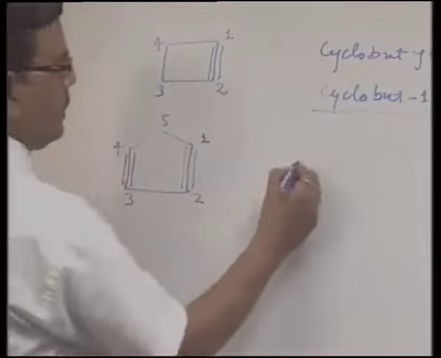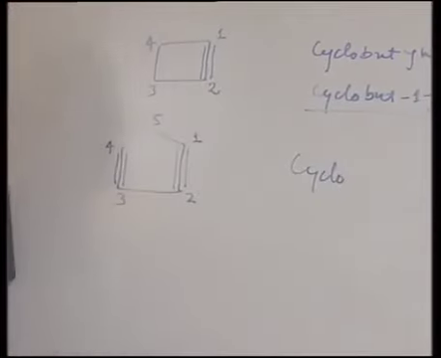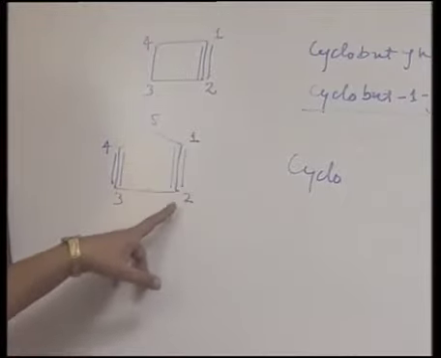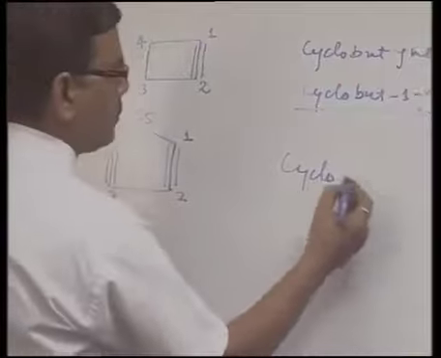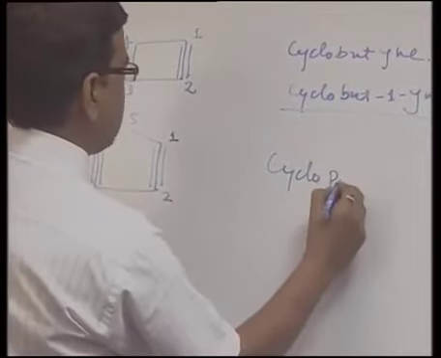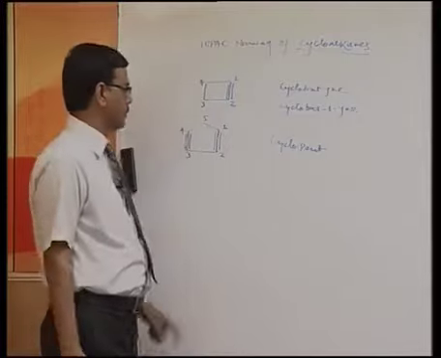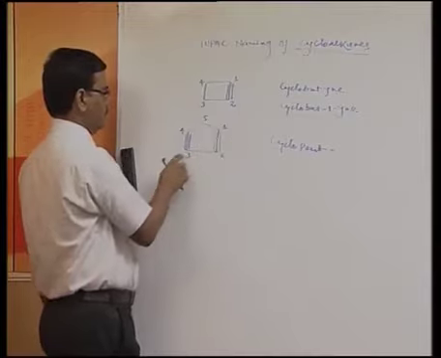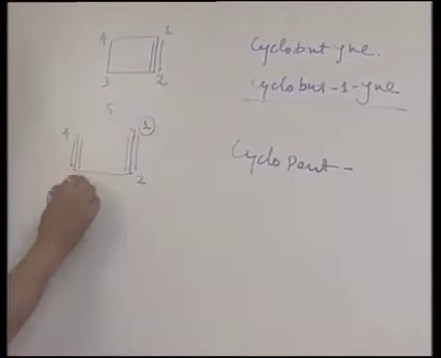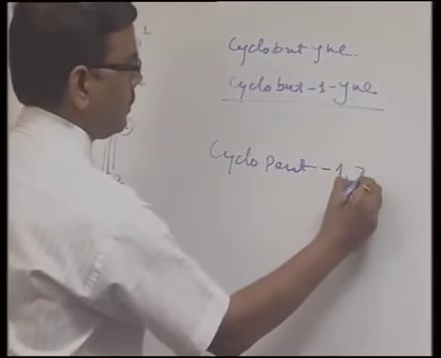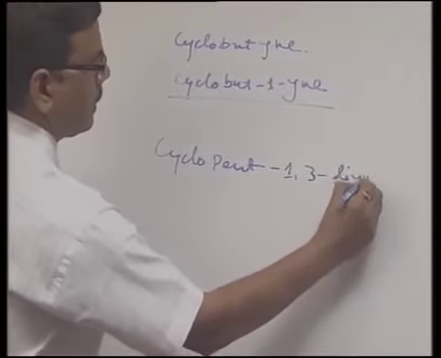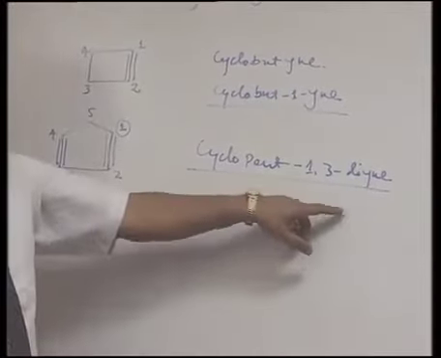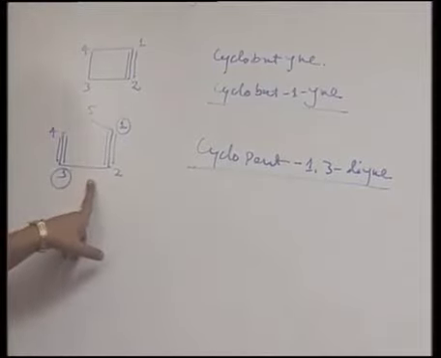The name will be cyclo, then you write the position of these 2 triple bonds. Pent is the word root for this compound, and for the position of these 2 triple bonds, we have considered 1 and 3, that is 1,3 diyne. The correct name is cyclopent-1,3-diyne, the correct IUPAC name of this type of compound.